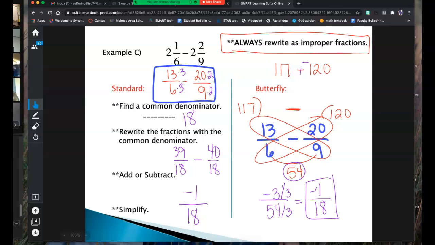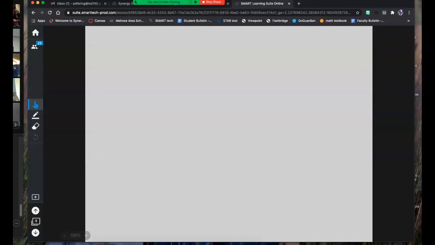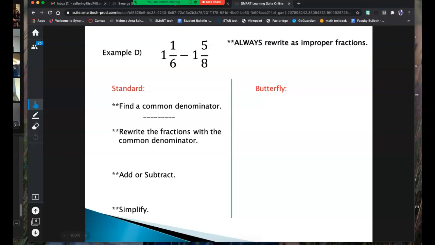Okay, we're going to do one more as a class. Okay, we have 1 1/6 minus 1 5/8. So again, the first thing we're going to do is write everything as an improper fraction. So what's 1 1/6 as an improper fraction? Type it in the chat for me.